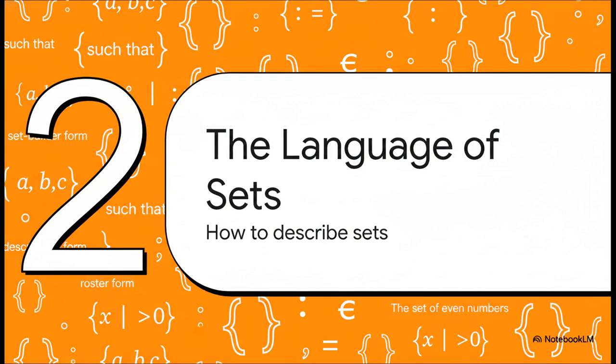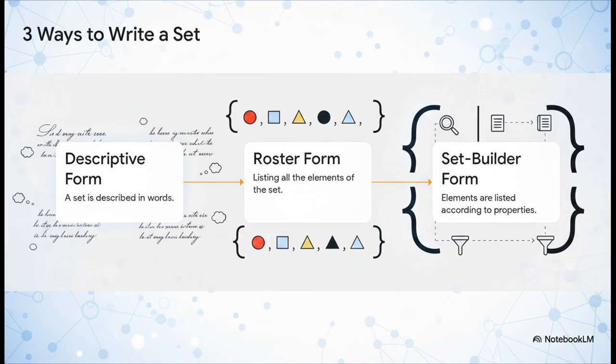Now we get to learn the language, the actual notation we use to write and talk about sets. It's kind of like learning the grammar for this whole new mathematical world. Turns out there are three main ways to do this. First, there's the descriptive form, which is exactly what it sounds like. You just use words. Second is the roster form, where you literally list out all the elements. And third, we have the super powerful set builder form, which is all about defining a set by telling us the rule its elements have to follow.